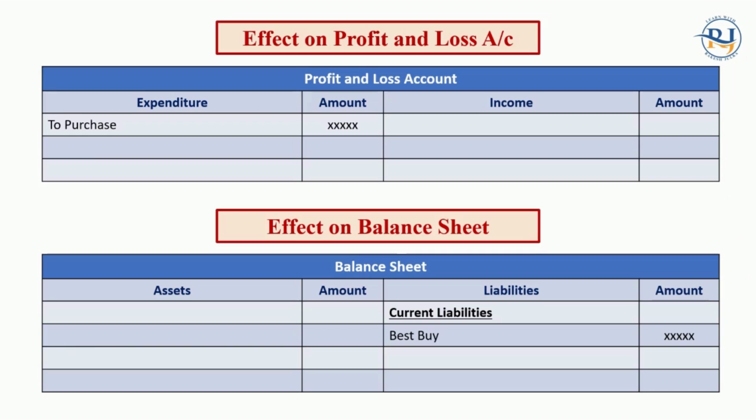Now I'm just going to explain the effect on the profit and loss account and balance sheet. The purchase will come on the debit side of the profit and loss account, and the Best Buy will come on the liability side, right? Because Best Buy is our creditor. We will pay money to them because we have bought goods on credit basis. At that time, we did not pay any dollar.